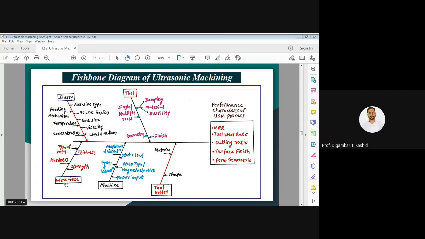Now you can draw this diagram, a fishbone diagram of your ultrasonic machining. Through this diagram you will get the different process parameters which will affect the performance of your ultrasonic machining, and how to evaluate the performance. For that purpose we have some performance characteristics like material removal rate, tool wear rate, then cutting ratio, surface finish, and the form geometry. So please draw this diagram.